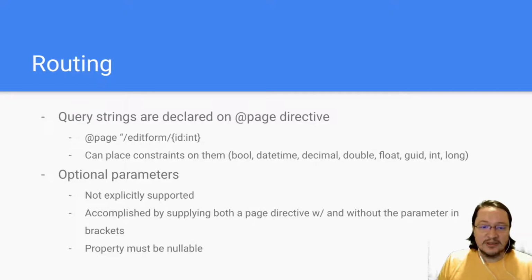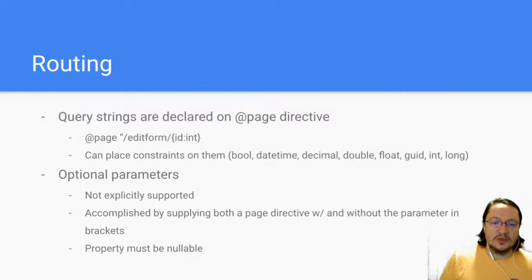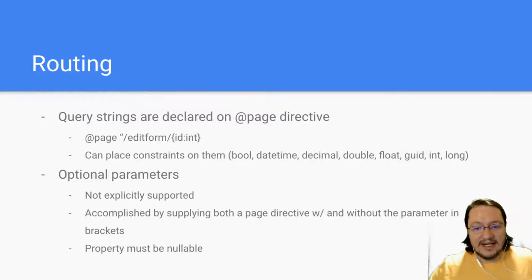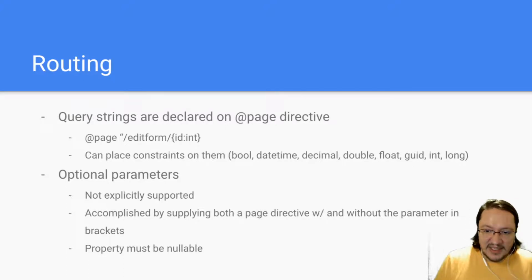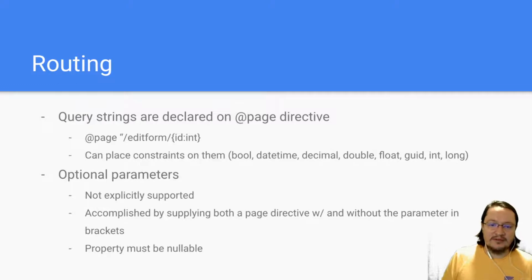it does accept query strings as parameters. If you can see this query string that I have here, it actually says it accepts a query string parameter of ID, and you can put constraints on those. So we want to constrain our ID to be an integer, and you can see here that they offer different types as far as date time, decimals, doubles, and so on, of what type of parameters that you can have.